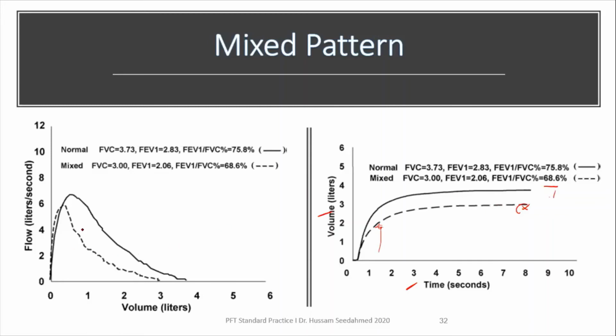فهنا this is an example. لاحظوا this is the abnormal. It is a small curve and عنده scoop. It is being scooped. So this is a mixed pattern. So I hope now these are clear. The obstructive pattern, the restrictive pattern, and the mixed pattern.